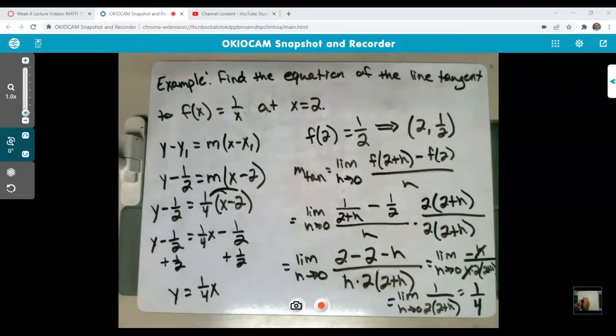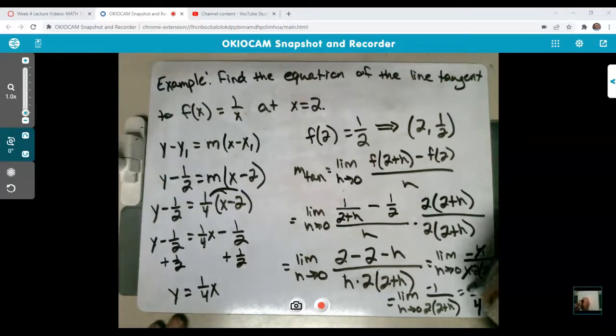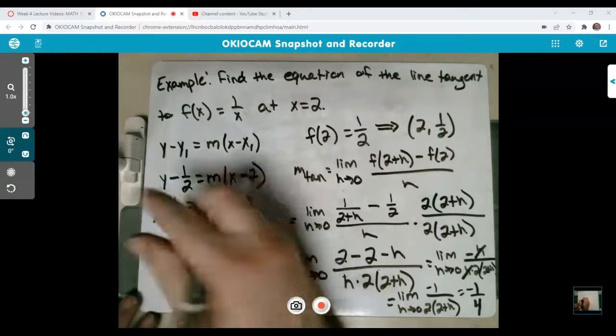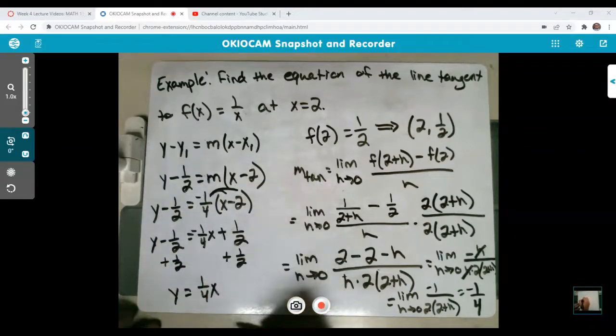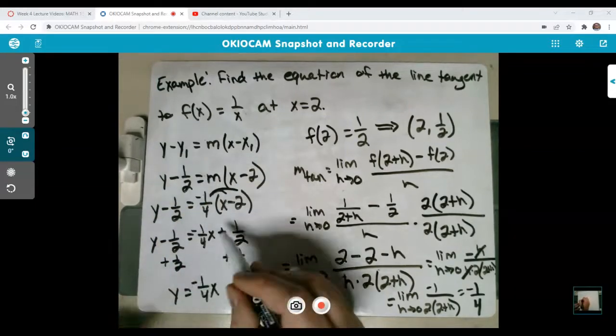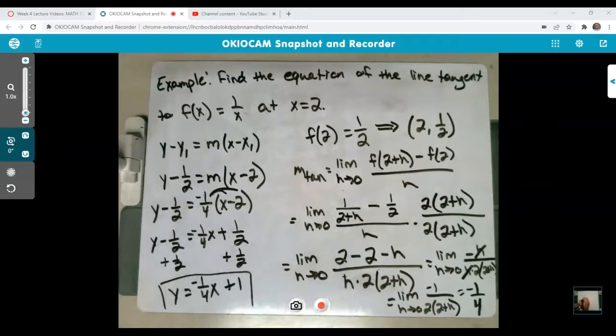And I am realizing now that I'm completely done with the problem, the slope should have been negative. So negative 1/4. Then when I do 1/2 plus 1/2, that's 1. Sorry about that. Should have been negative 1/4, not positive. But that was just a small change. It didn't really change a whole lot. All right, let's do another example.